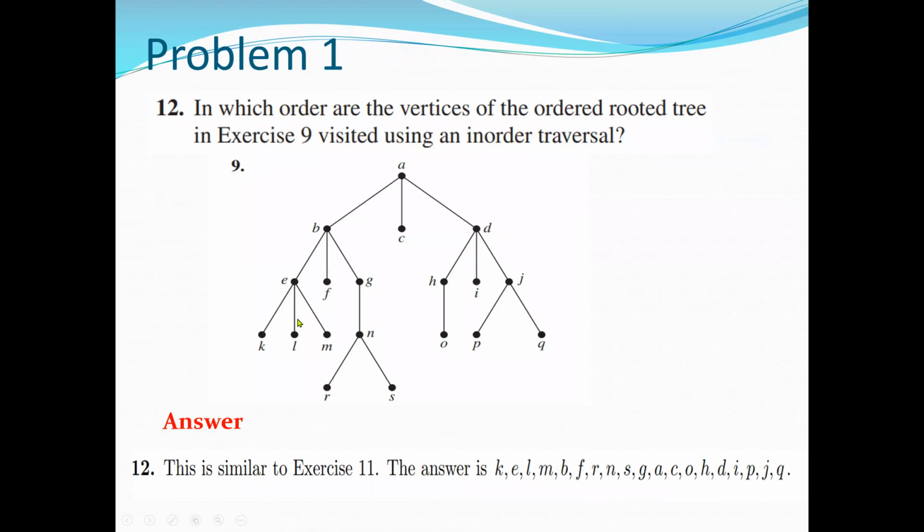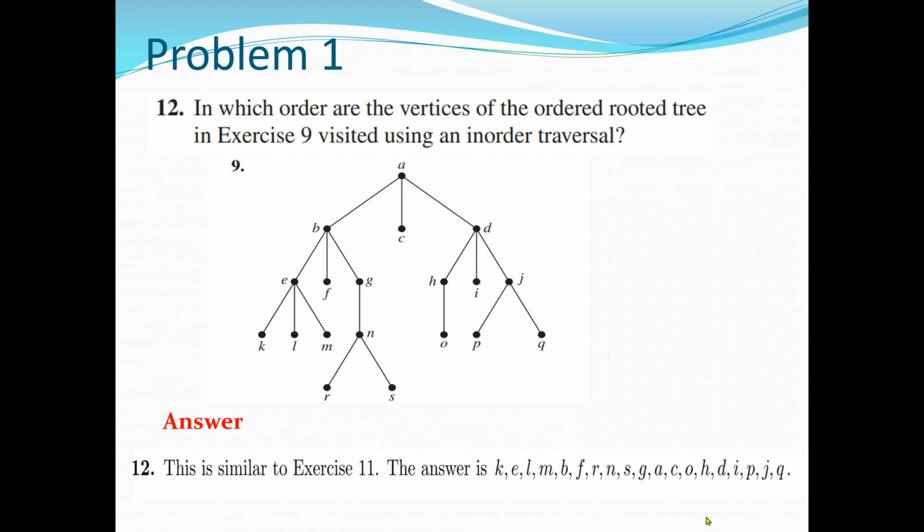So let's go through some problems here. Here they say, in which order are the vertices of the ordered rooted tree in exercise 9 visited using an in-order traversal? So if I want to use an in-order traversal, how am I going to visit all these vertices? In what order? In order means what? You go through the left subtree first of the root, then the root, then after that you go through the right. So which means we have to go through the left subtree of the root A, which is from B here. After we finish, we'll visit the root, then we visit C, then we'll visit the right.